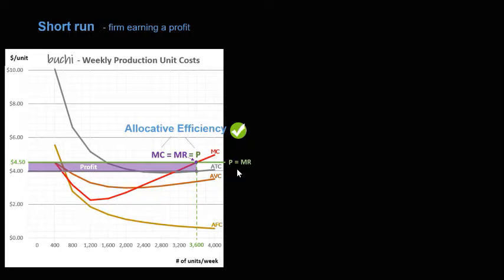Now, looking at productive efficiency, it occurs at the minimum of the average total cost curve, which is this point here. And you can see we're not producing at that minimum point. We're producing at a point that's a touch higher than that. With respect to productive efficiency, we're not there.